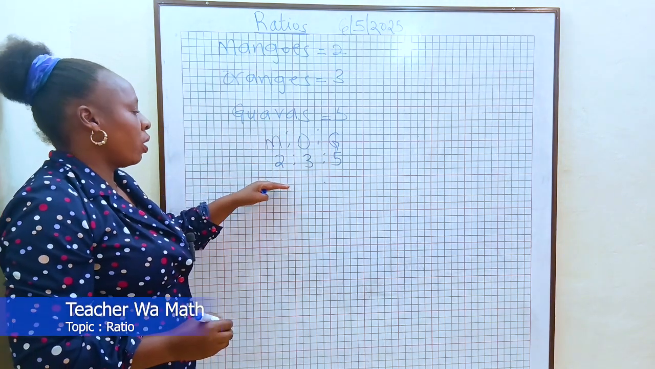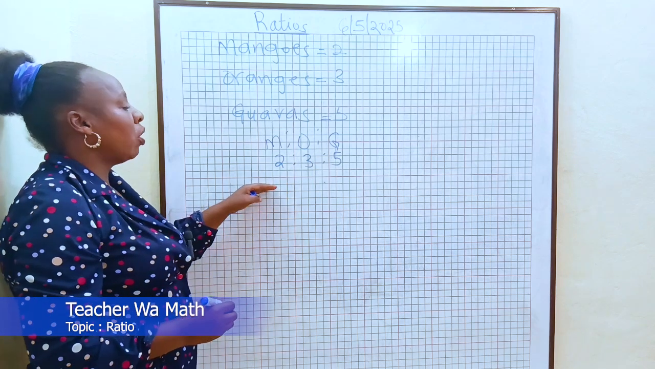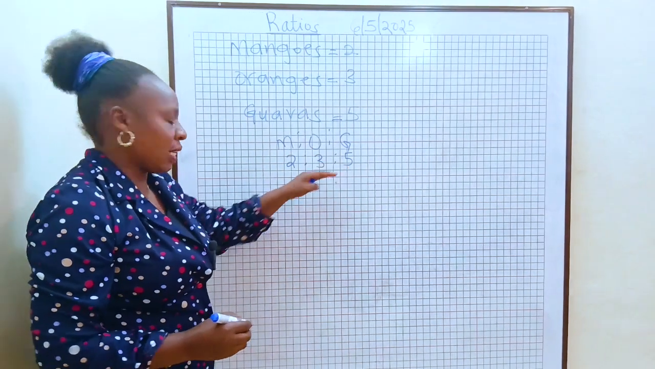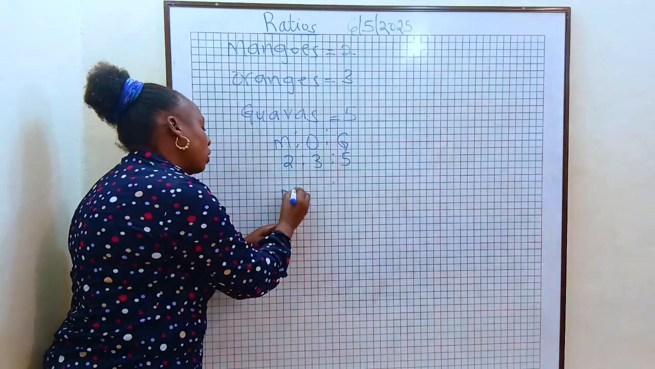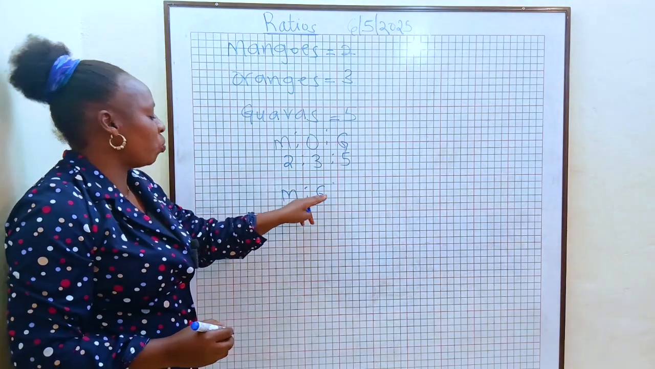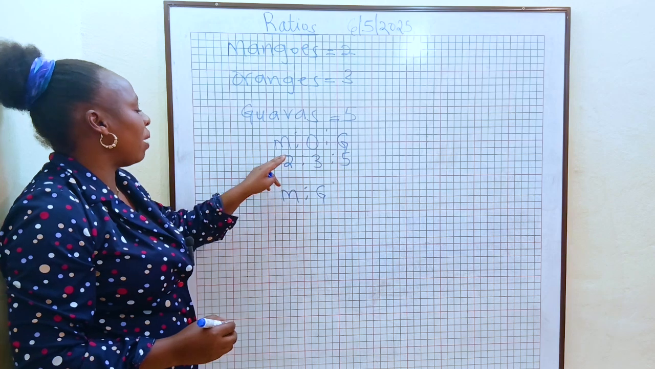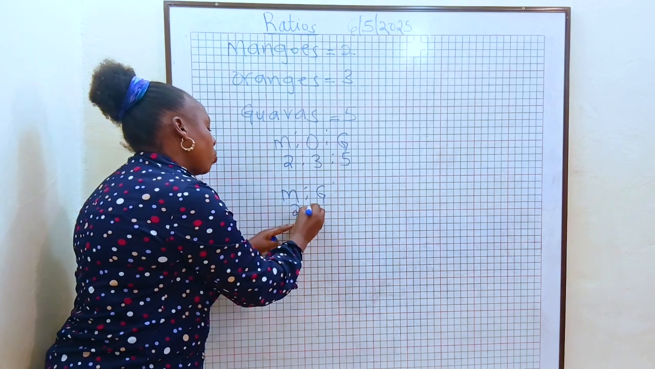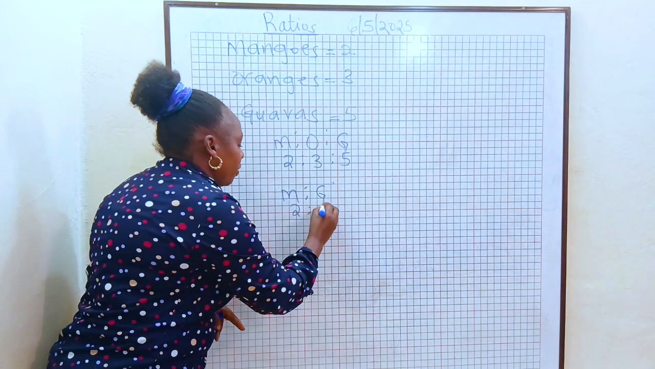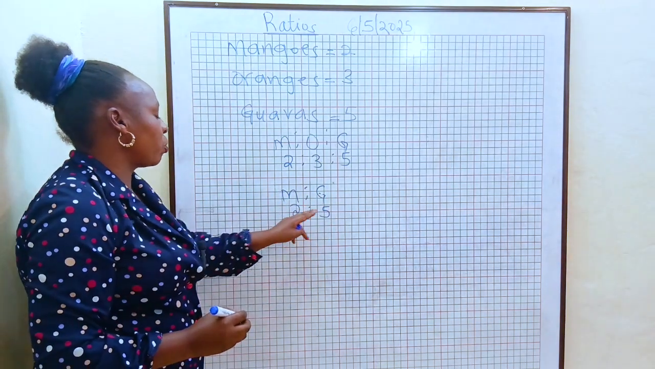And we can go ahead, for example, you can be asked, what is the ratio of mangoes to guavas? This time we are asked mangoes is to guavas. So you must start with mangoes and then go to guavas. Pick the number representing the mangoes, which is 2, and the number representing the guavas, that is 5. So the ratio of mangoes to guavas is 2 is to 5.